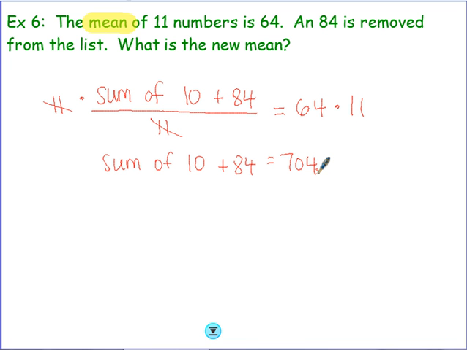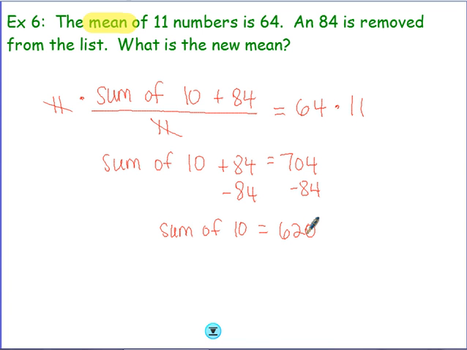Now I'm able to get rid of the 84. It even says 84 is removed. I have to remove 84. That means I have to subtract it. So now we know that the sum of the remaining 10 numbers is 620.